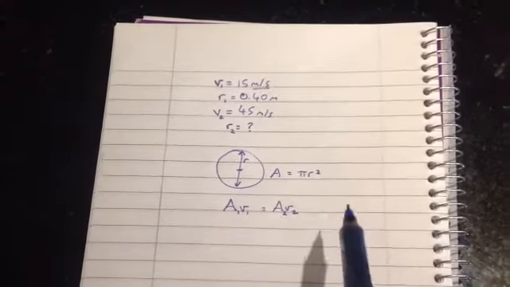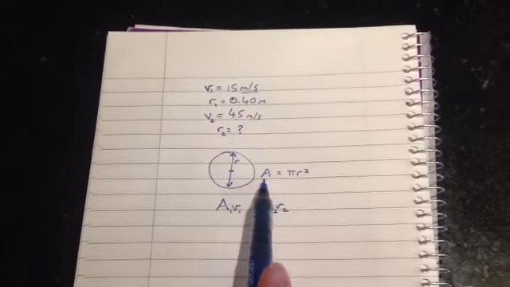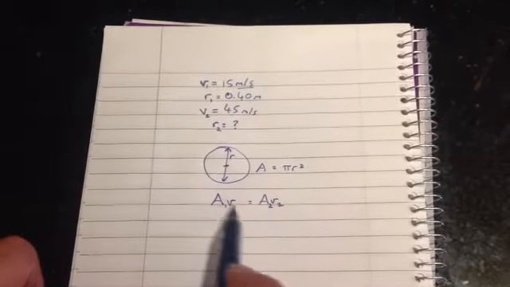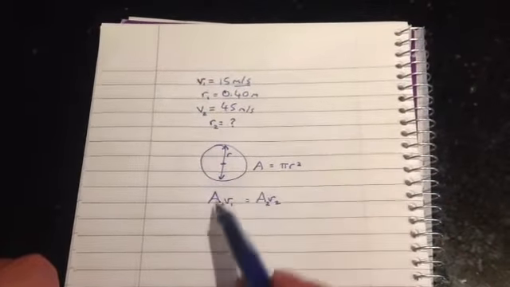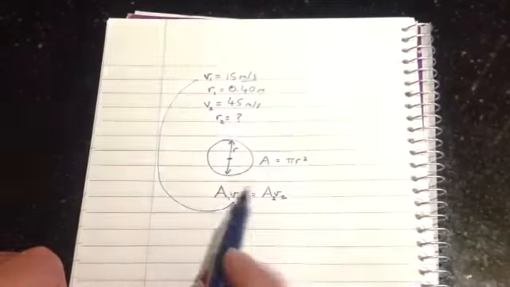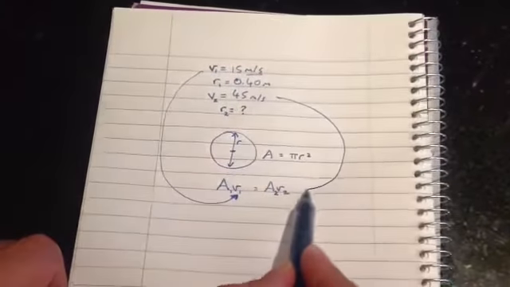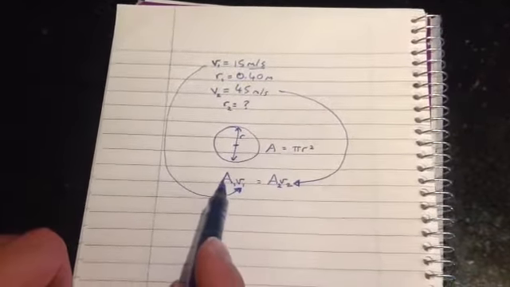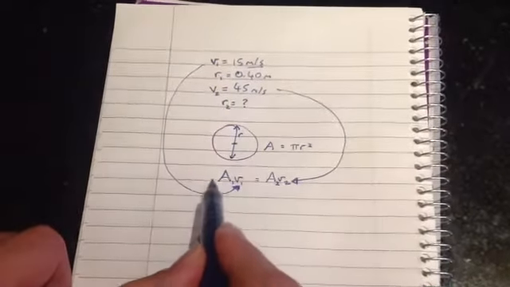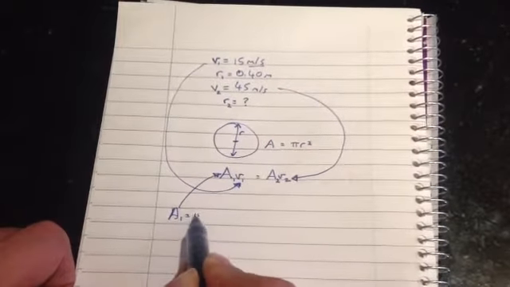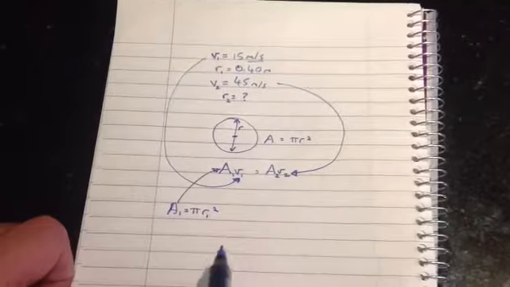Okay? So we're trying to find a radius, not an area. But if you look, area is linked to radius. So we're using the right formula here. Let's put in the numbers we definitely know. V1, velocity 1, is 15 meters per second. V2 is 45 meters per second. A1, we don't know, but we have radius 1. So let's put in area 1 is equal to pi times radius 1 squared, where radius 1 is given.